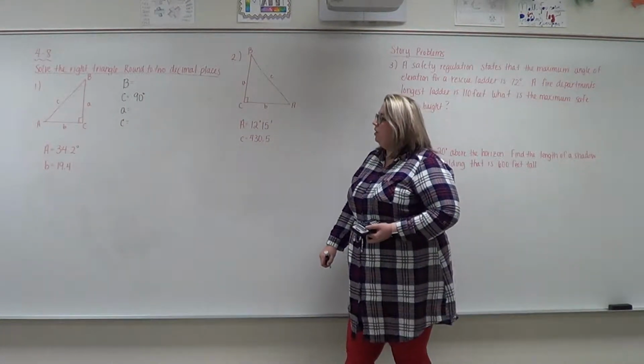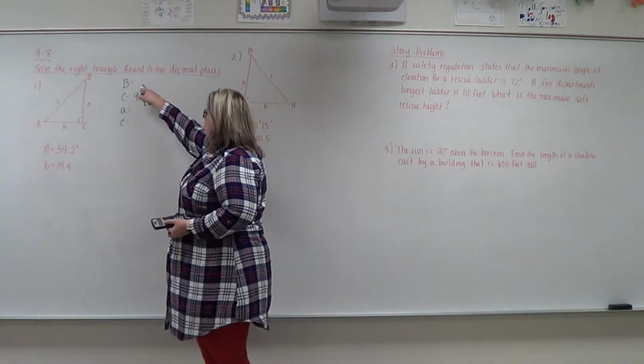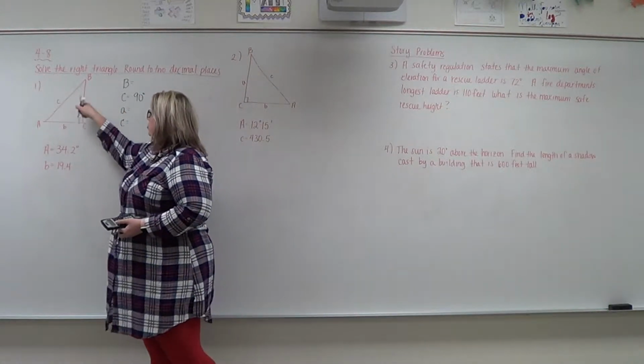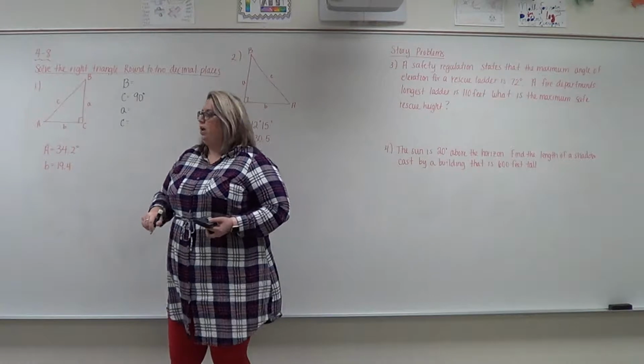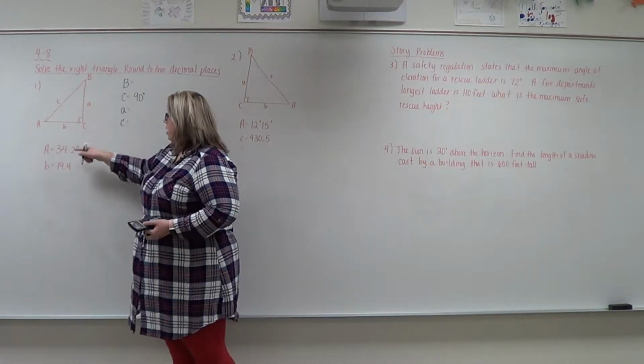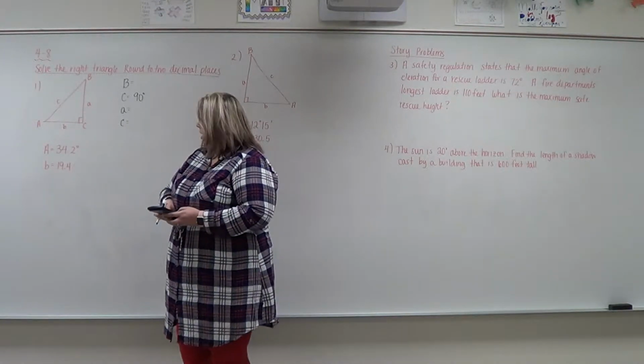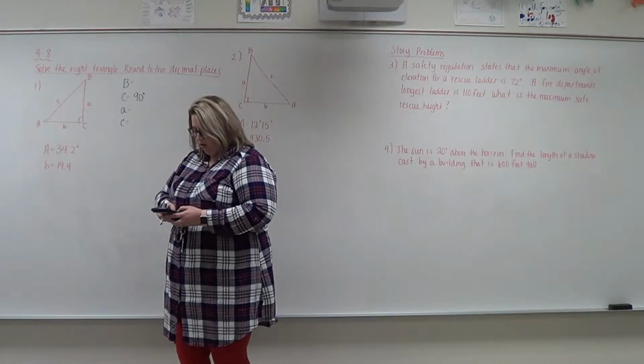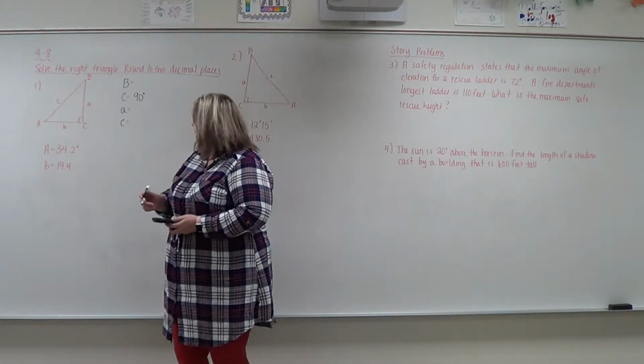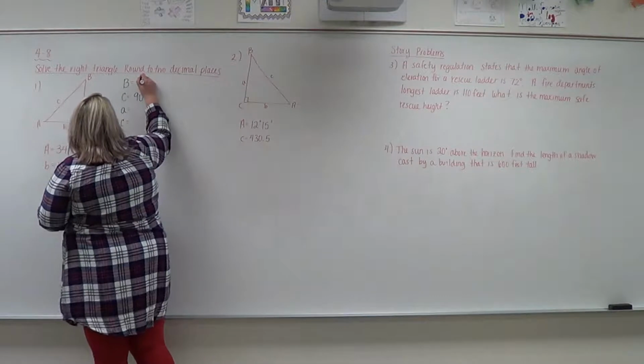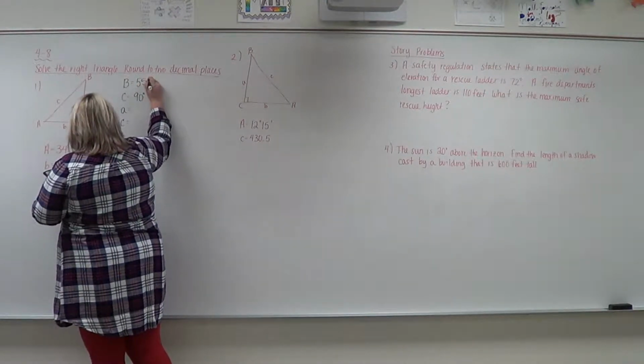Alright, so capital B would be the easiest thing to find, because how many degrees are in a triangle? 180. So if you take 180 minus 90 minus 34.2, that's going to give you the measure of angle B. So 55.8.